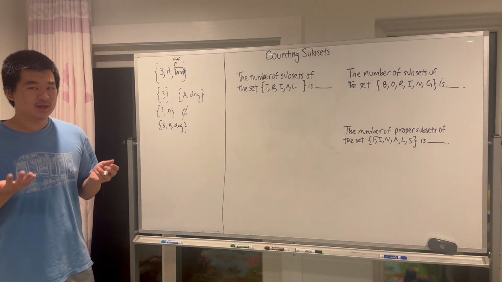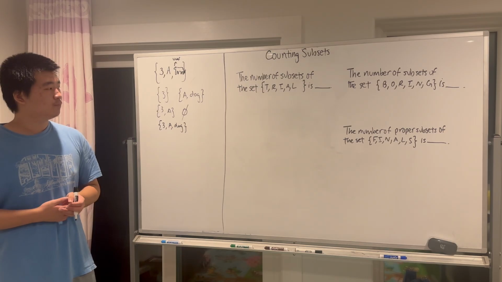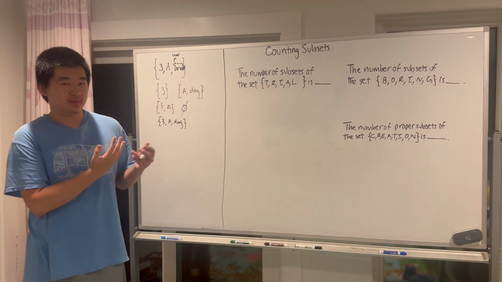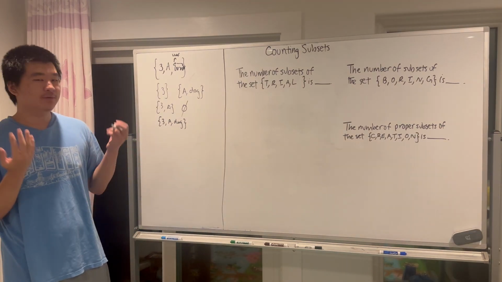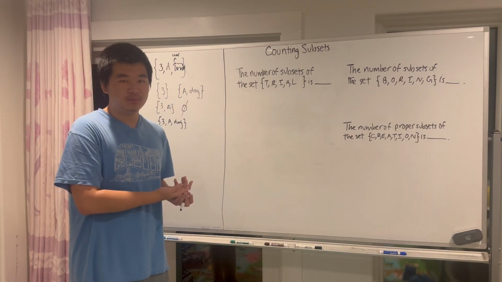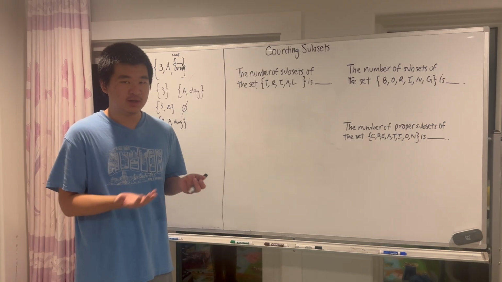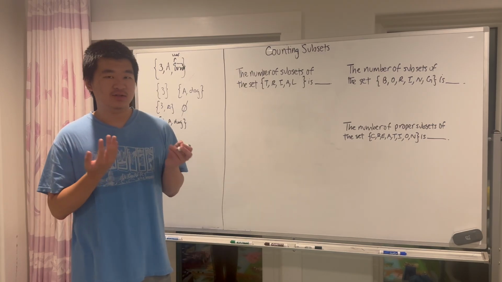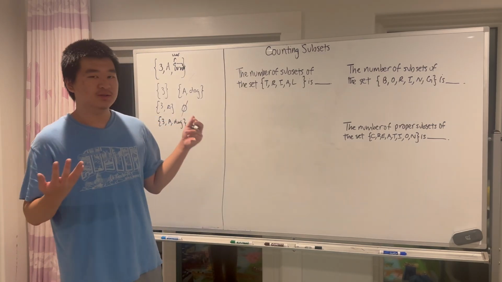But the issue is, how can we count subsets? Well, let's see that with an example problem. So for example, if we wanted to count the number of subsets of this set, TRIAL, well, the naive approach would be to simply list out all the subsets, and while that's not a good approach, it can give us some insight. But let's start with smaller cases.